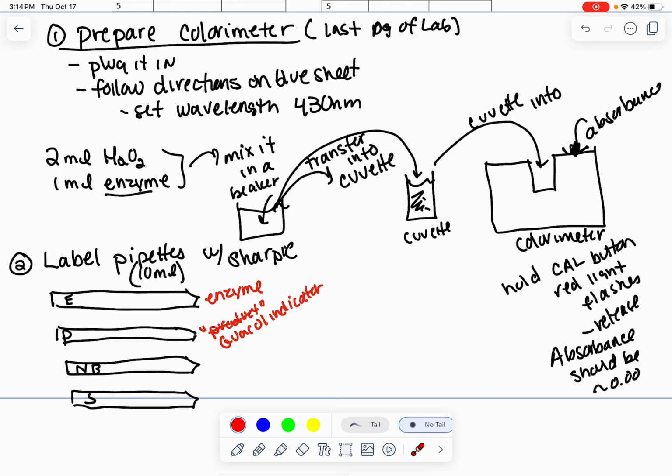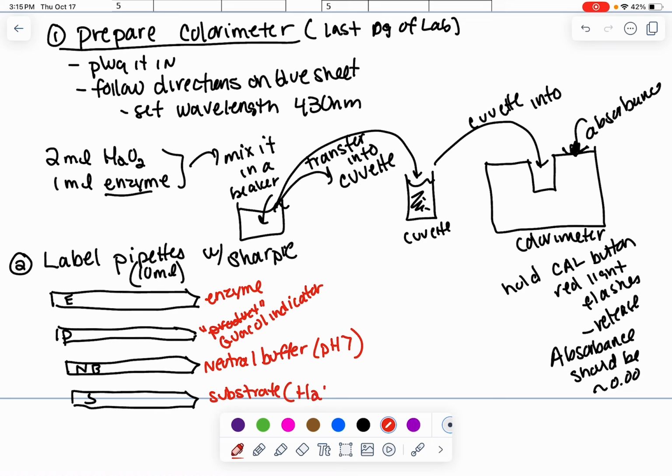NB stands for neutral buffer. I'm going to give you a whole bunch of different buffers because what we're going to be testing here is pH on the enzyme eventually. So you're just going to use the pH 7 buffer whenever it says neutral buffer. And S stands for substrate. You'll use that pipette every time you're putting hydrogen peroxide in a tube, because we don't want to mix tubes.